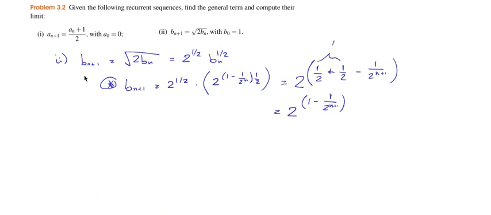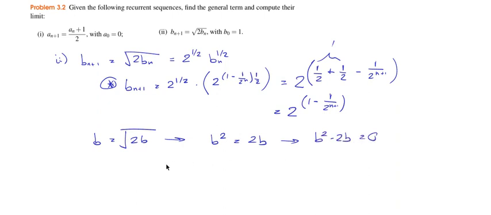So the limit when n goes to infinity of this is b, and this is the square root of 2 times b. So b squared is 2 times b, so b squared minus 2b is 0, and then this is b times b minus 2, so either b is 0 or b is 2. But here we know that this will never be 0 because it starts at 1, and then it's multiplied by a number, so it's never going to be 0.